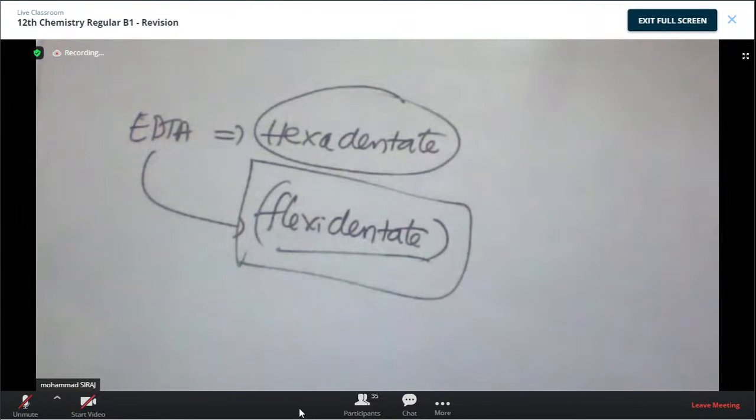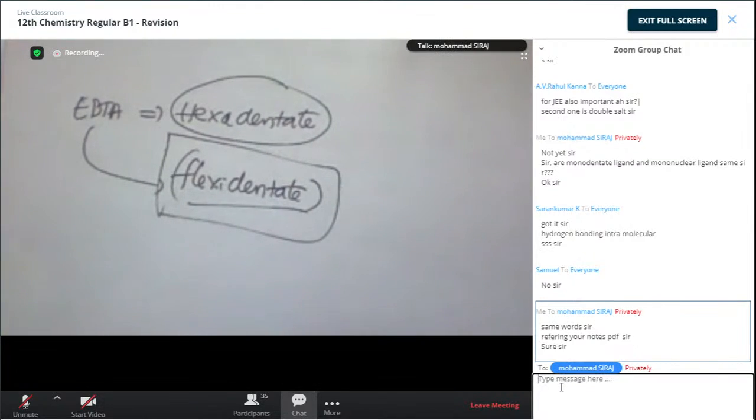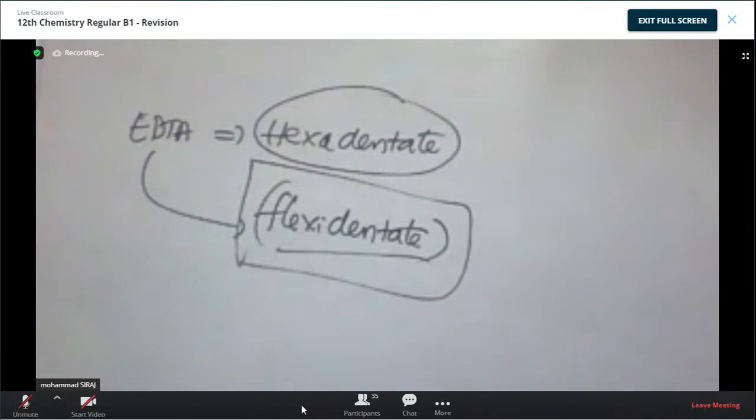Tomorrow, do one small thing. Whenever you have time, try to copy it in your own notes, in your own handwriting. Otherwise, if you don't have that much time, take the printout. Simultaneously listening to the class and looking at the PDF is not possible. Next class, try to take the printout of the notes which I have given.